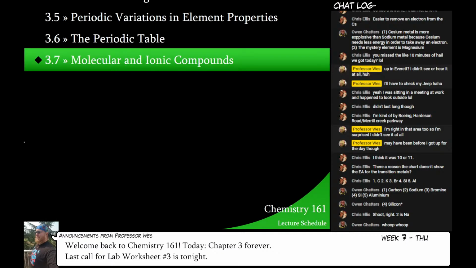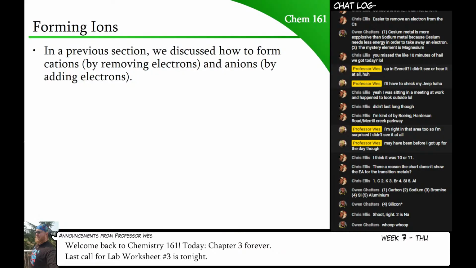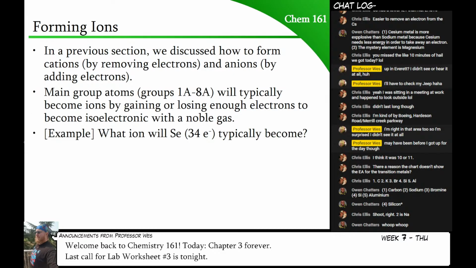All right. Hooray. We've discussed the periodic table. This last section is just going to be our segue into the next chapter, which we're going to start next week, Chapter 4. And again, I am going to go through this pretty quickly, because at this point, you should know how to form an ion.